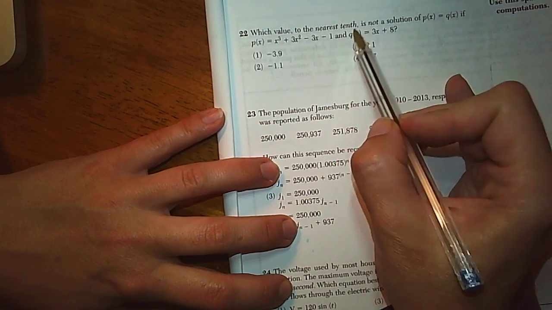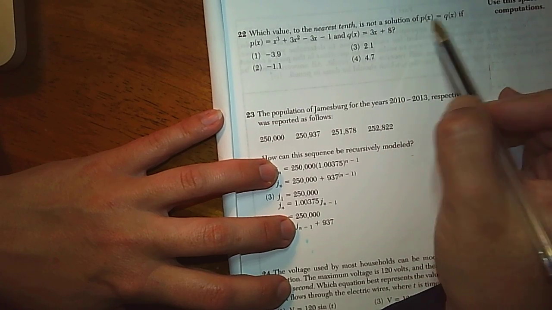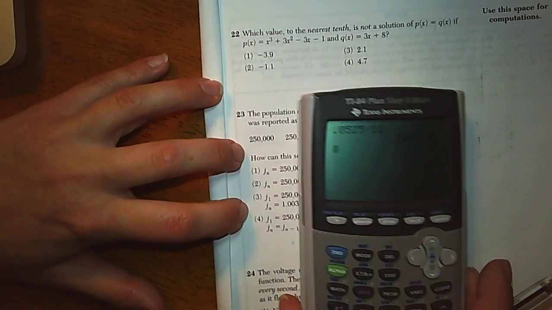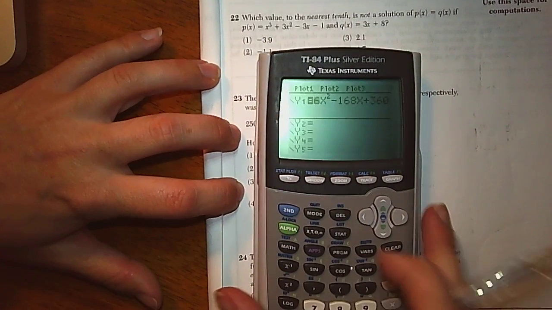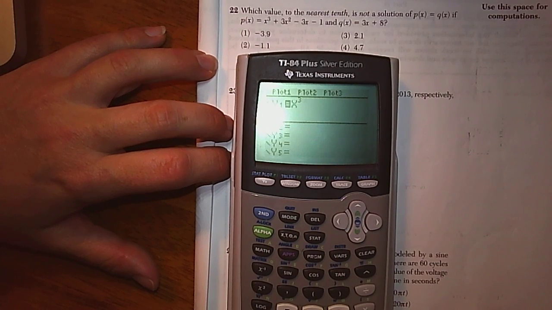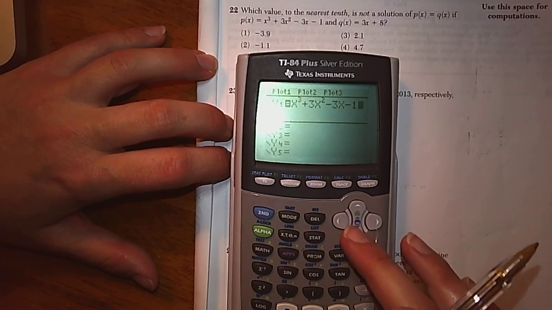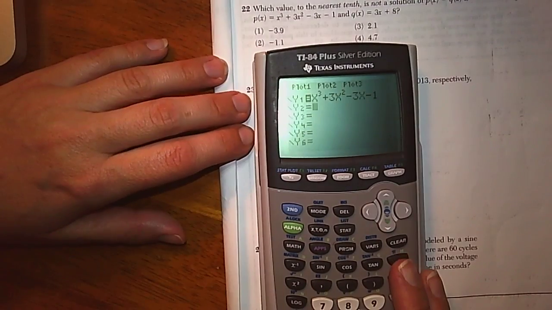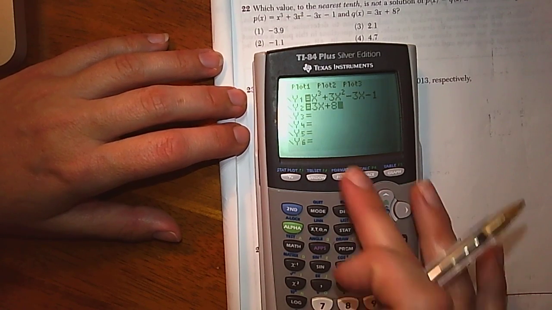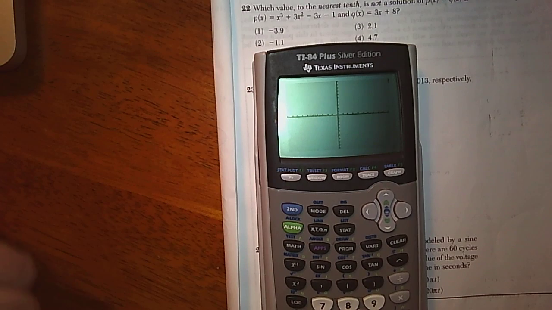Which value to the nearest tenth is not a solution of P of x equals Q of x? Oh, this is all graphing calculator. Here we go. Y equals, clear. We're going to do x raised to the 3 plus 3x squared minus 3x minus 1. So we're going to put the first equation in. The next equation is 3x plus 8. So we're going to do zoom standard and see what we got.